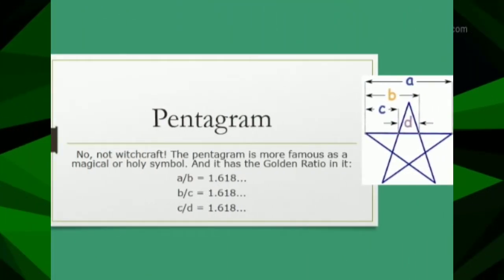Pentagram. The pentagram is more famous as a magical or holy symbol, and it has the golden ratio in it. A upon B is equal to 1.618 and so on. B upon C is equal to 1.618 and so on. C upon D is equal to 1.618 and so on.